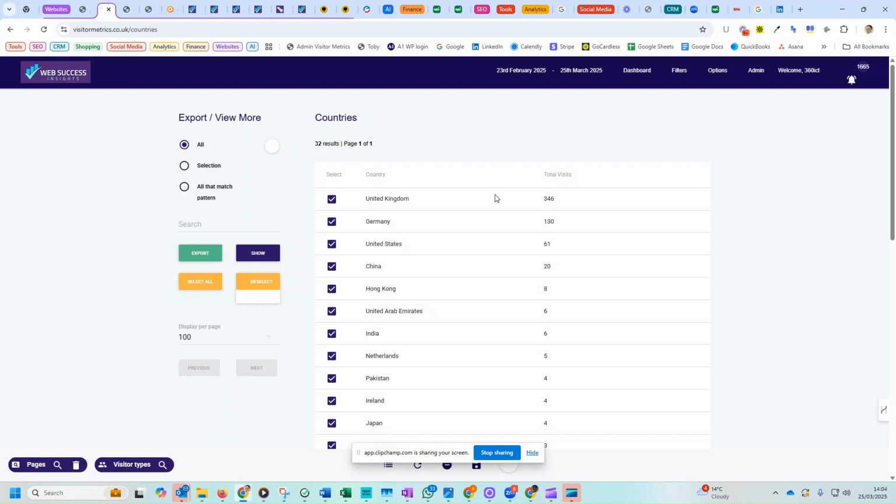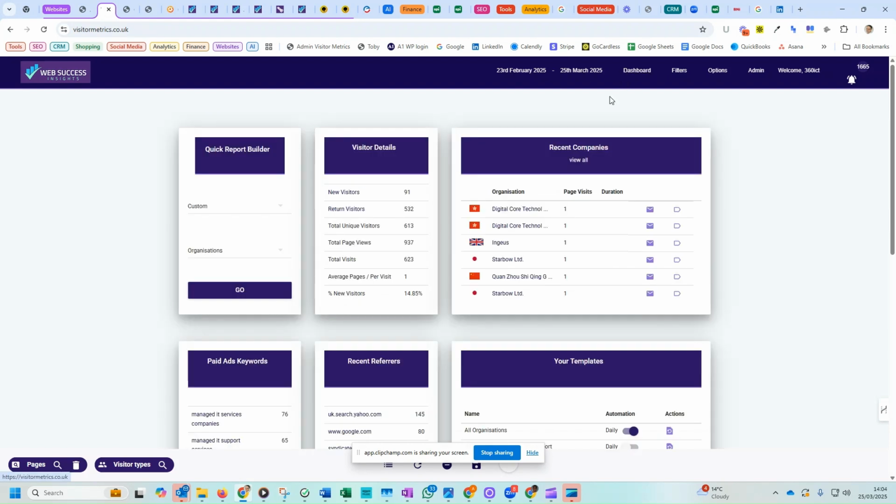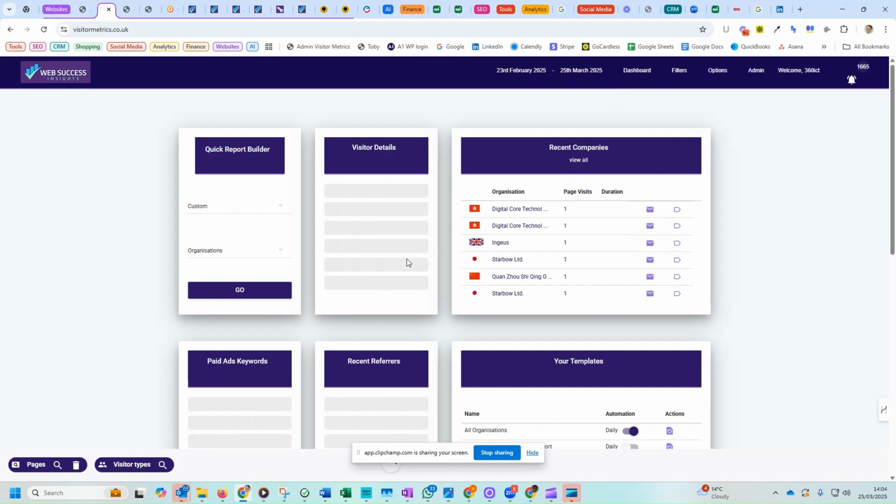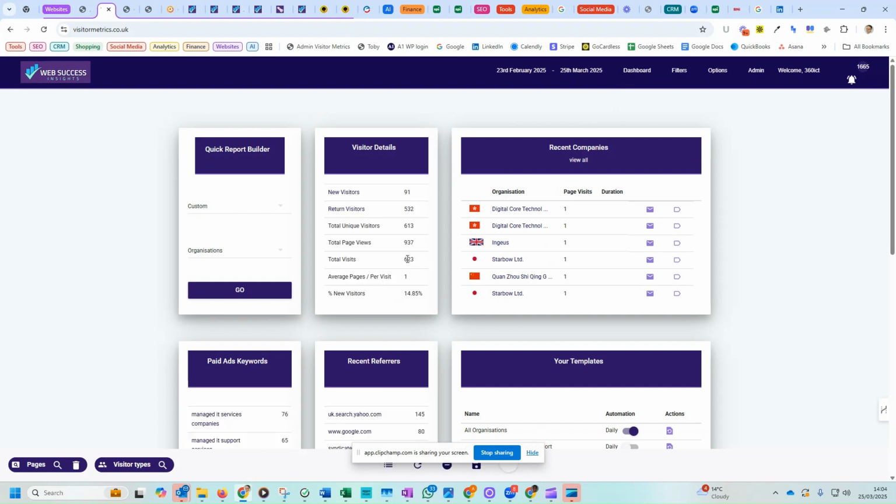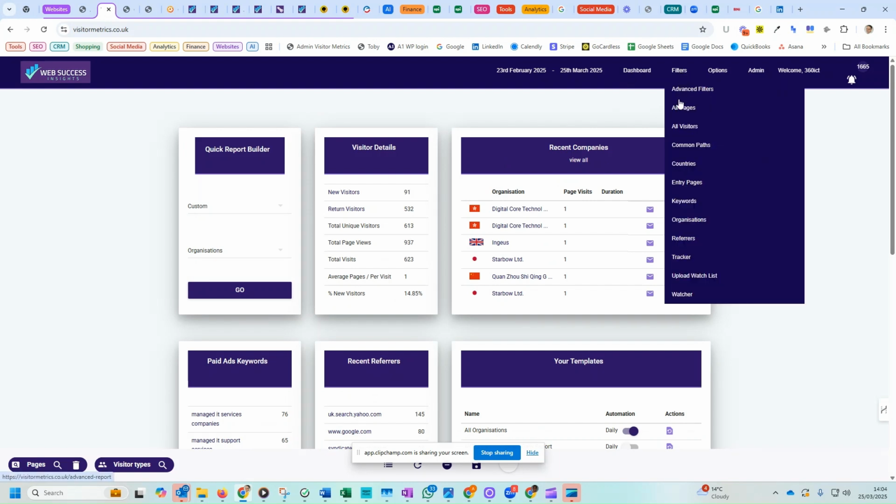Now, this company targets UK customers. So out of the 623, 346 came from the UK. So we would never consider the 623 to be relevant visitors, only those 346. Now, within those 346, we're interested in those that get to certain parts of the website.